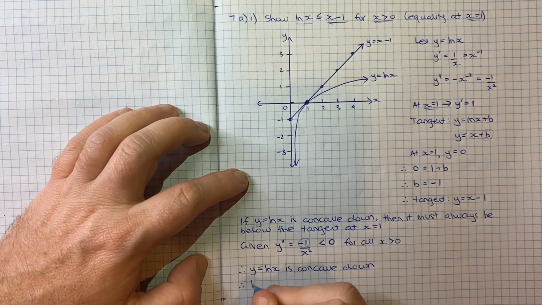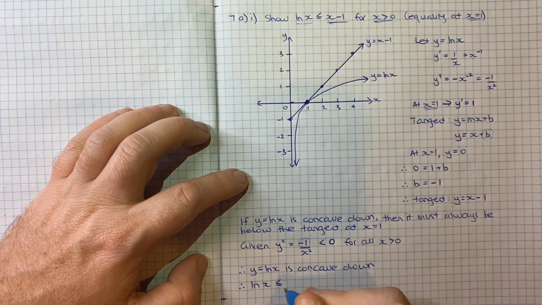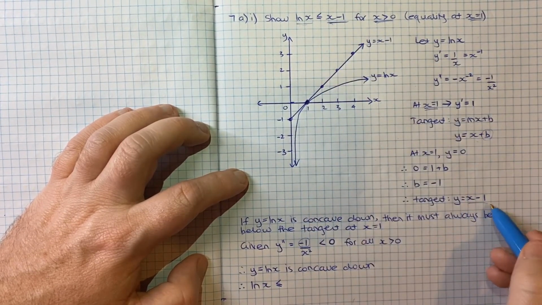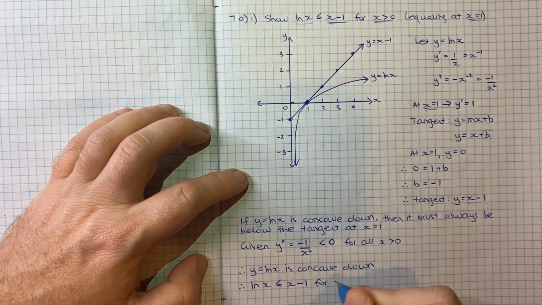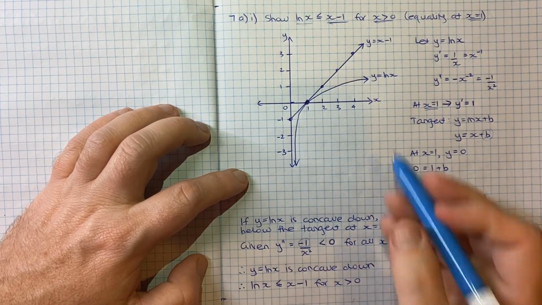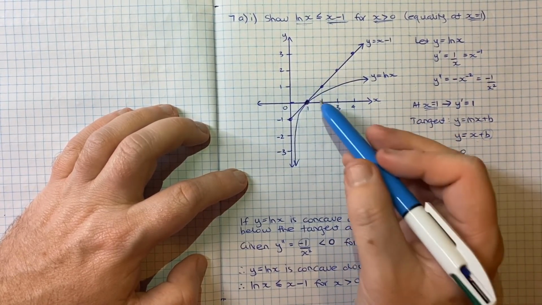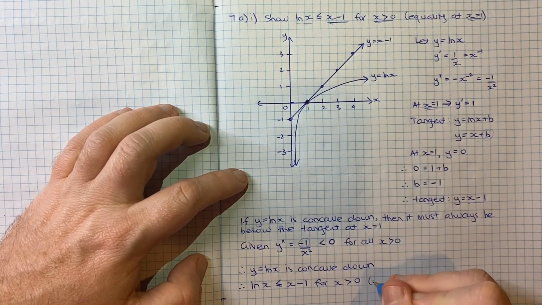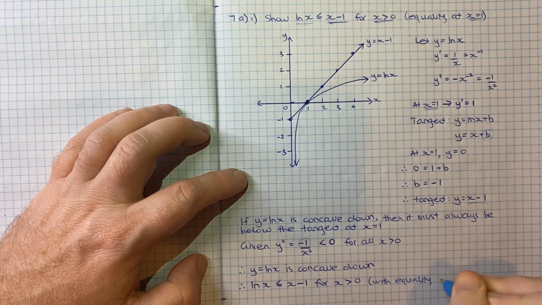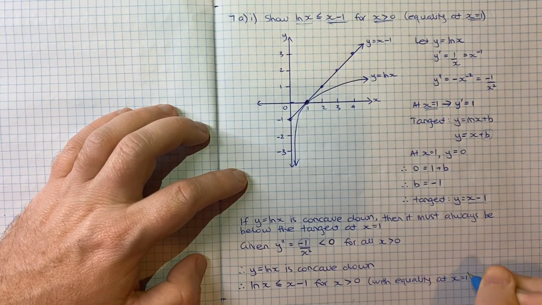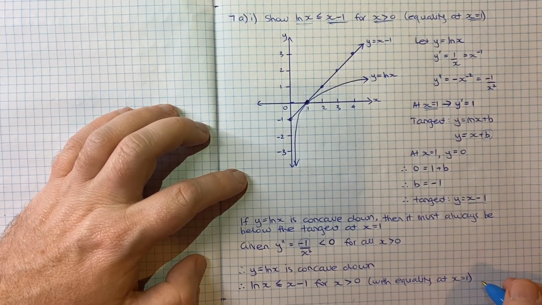Therefore log of x will be less than or equal to our tangent x minus 1 for x greater than 0, and we already saw that we've got this equality at x equals 1. So with equality at x is equal to 1. Boom! And that's pretty much that question.